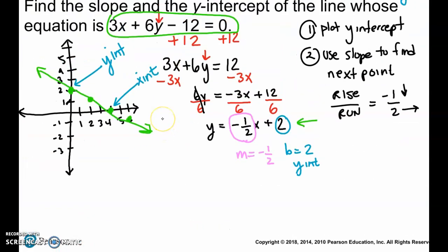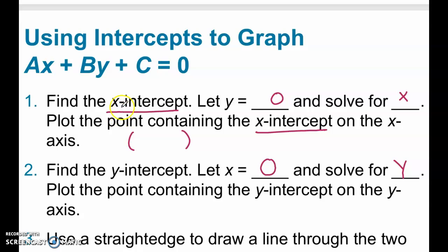If I was to write this ordered pair here, this is the x-intercept, it would be 4, 0. The y value on the x-intercept is always 0. If I was to write this as an ordered pair, this would be 0, 2. The x value on the y-intercept is always 0. And so that's why they're telling you let y equal 0, because that will give you the x-intercept.